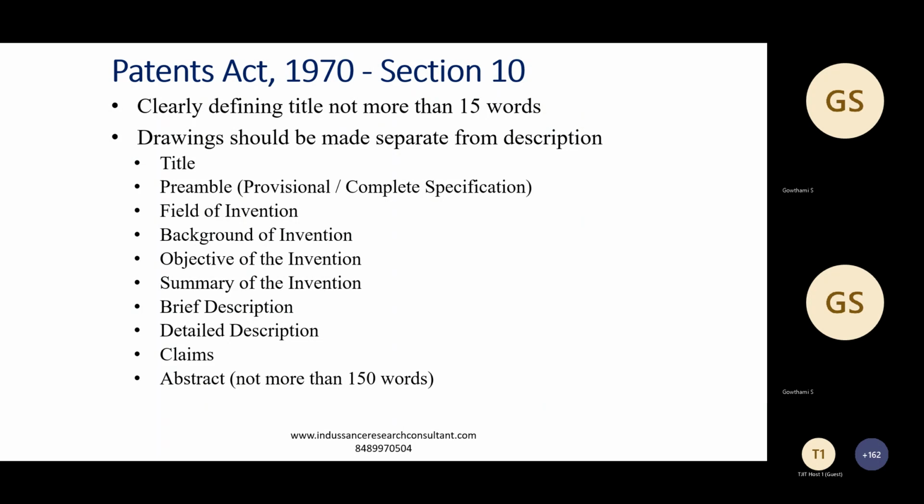Next comes the detailed description. The detailed description will be explaining the invention in detail. Here you will explain the interaction between various units or components of the invention, whatever you are going to claim. Everything in detail: what is happening between this component and that, what is this component.